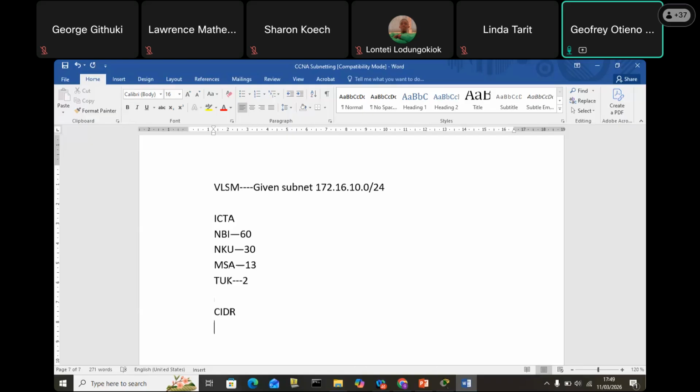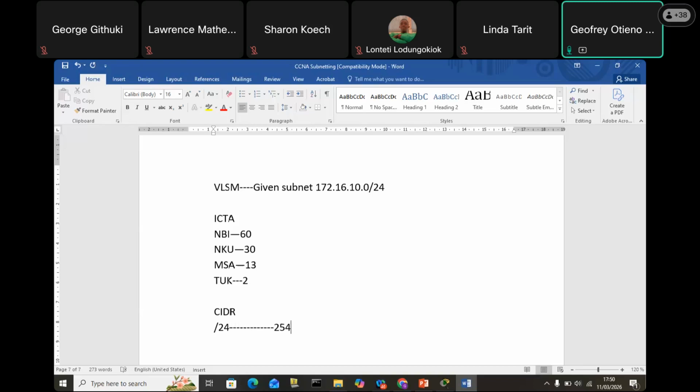So if we talk of class C, for example, that's what I want us to have. We talk of prefix 24. With prefix 24, we know that the number of hosts that the entire block can support is 254. Remember we talked about 255.255.255.0. The last octet has got 8 bits.